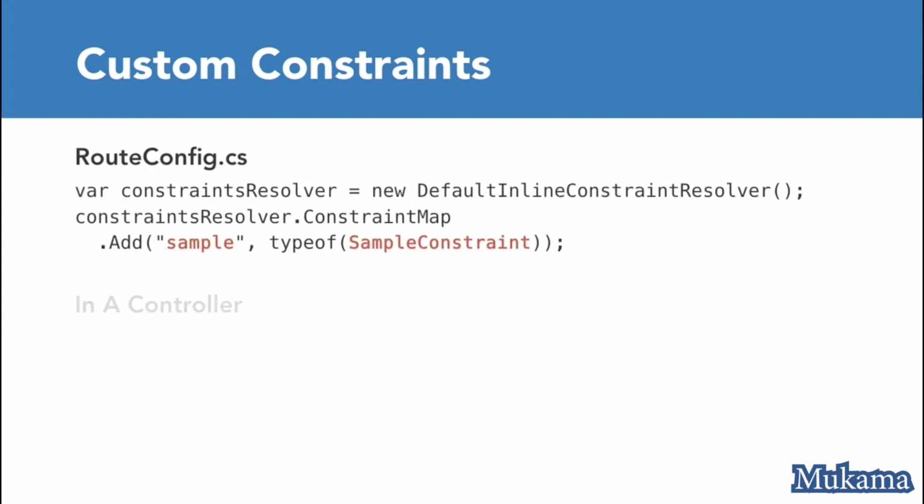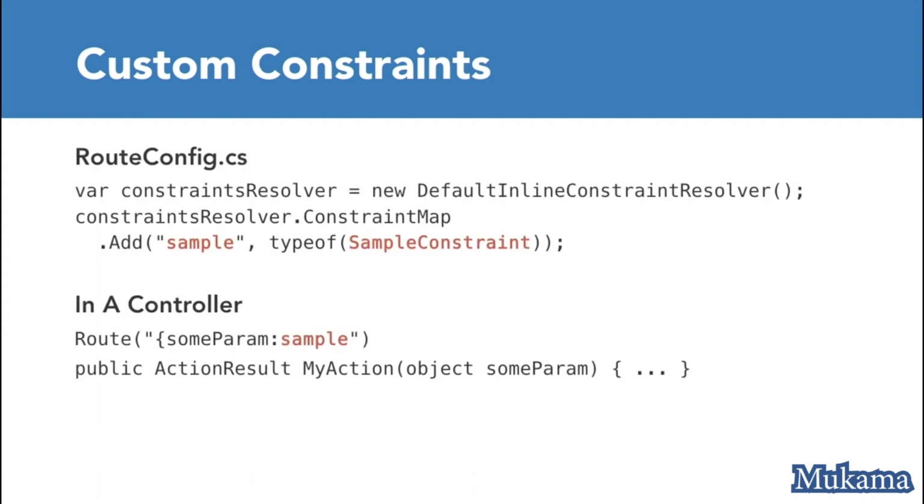Once you've created your custom constraints, then you actually need to register it for the application to be able to use it. You can do this in the RouteConfig.cs file. You can do this by getting the constraint resolver, here called the default inline constraint resolver, and then adding your constraint with the string key value that you want to use to identify it. Then, throughout your application, you can use that string value after your colon for any parameters that you want to apply that constraint to.